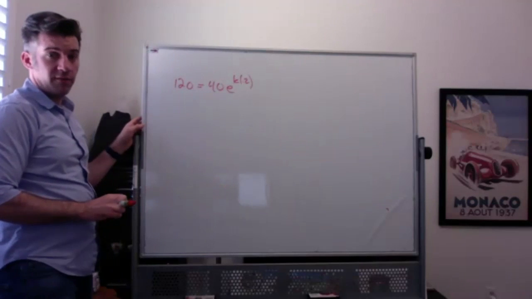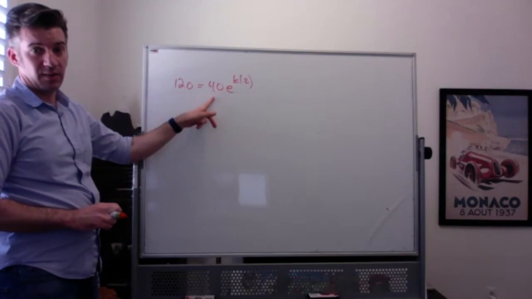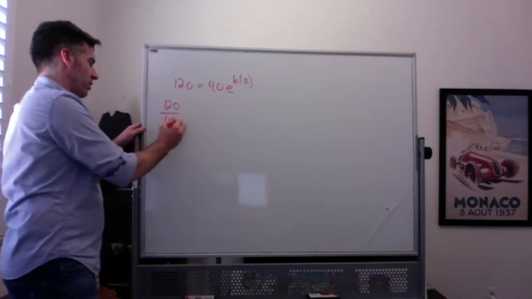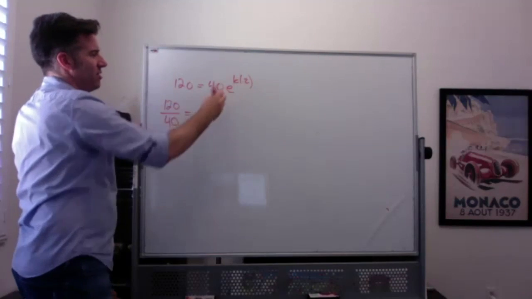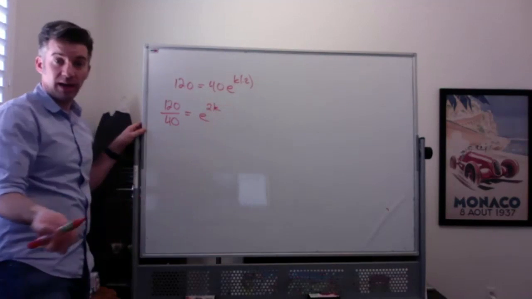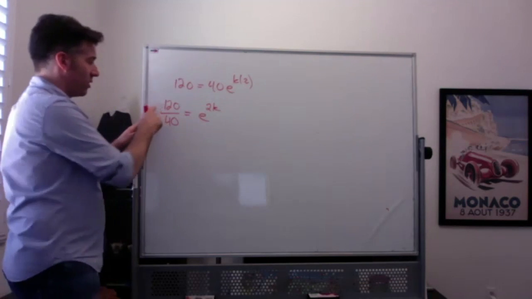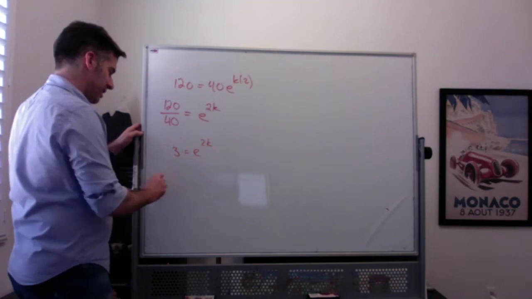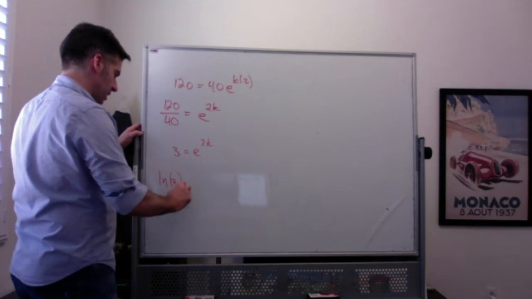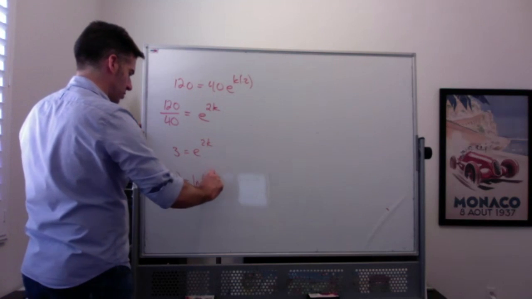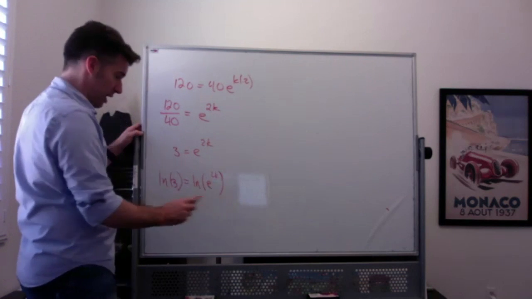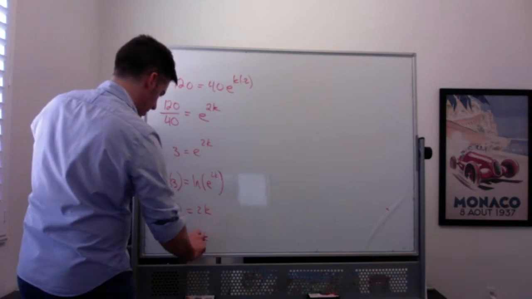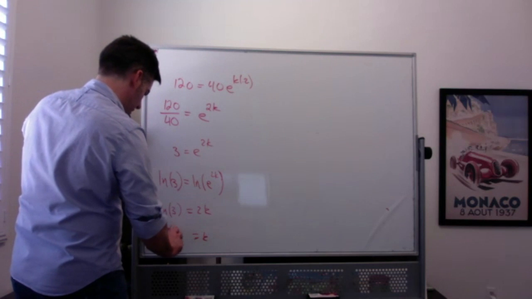So whenever I'm trying to solve for something that's in an exponent, I always need to get rid of any coefficient multiplying out. So divide both sides by 40. 120 divided by 40 equals e to the, I usually like to write that as 2k, although it doesn't really matter. 120 divided by 40 is 3. So 3 equals e to 2k. Take the natural log of both sides. Natural log of 3 equals the natural log of e to the 2k, which is just 2k. So the natural log of 3 equals 2k, and k equals the natural log of 3 all divided by 2.